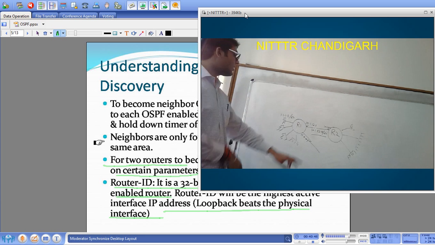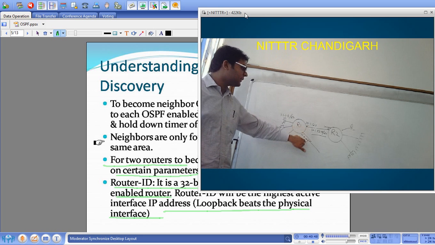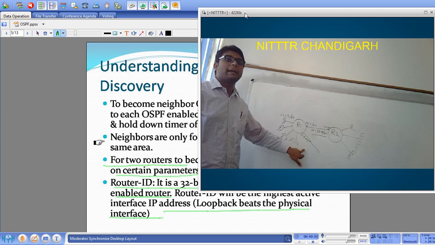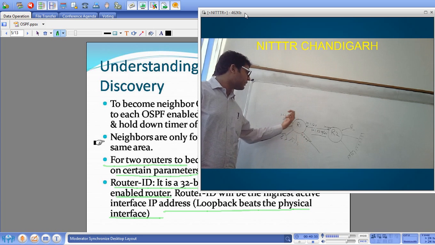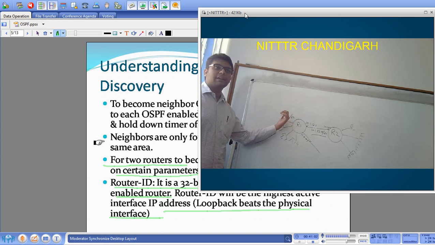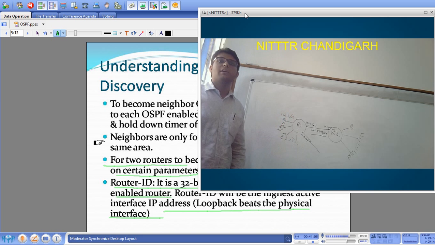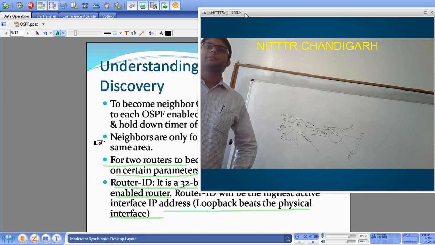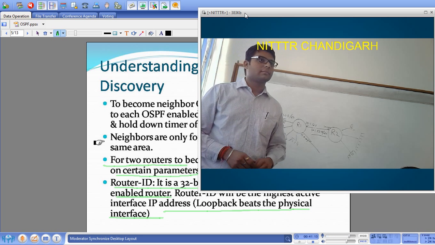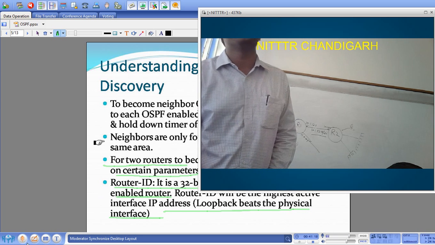If you are not having the loopbacks, then your highest physical interface will be given the preference, which in this case is your 11.0.0.1. But as we have loopback here, which is very less than 11, and 1 is very less than 11, still your 1.1.1.1 will become your router ID. Any doubts till now? Please come up with your questions.